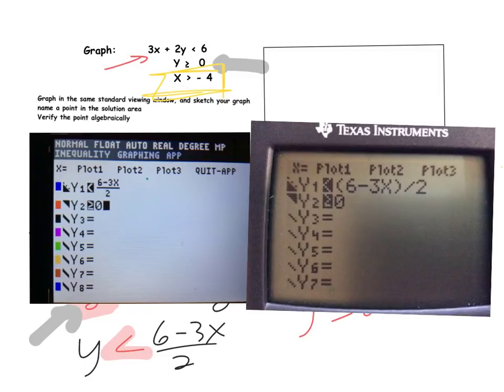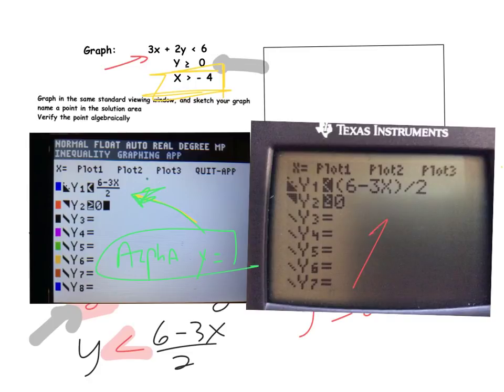A couple of things to note as you type these in. For the newer versions of the calculator, the alpha y equals fraction template works just fine. So I simply just type in my fraction, 6 minus 3x over 2.